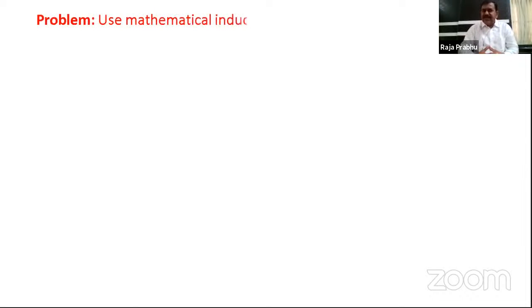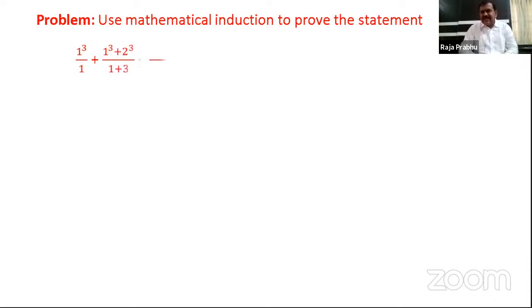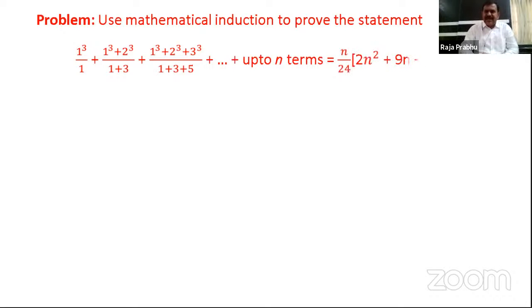The same heading, using mathematical induction, prove that. Here is a little different problem, but which will be very easy. One small suggestion, students, don't be afraid of seeing the problem anywhere. Just try to follow the same steps and try to solve by applying your known concepts, then automatically the problem will take you to the solution. So the problem given here is 1 cube by 1 plus 1 cube plus 2 cube by 1 plus 3 plus 1 cube plus 2 cube plus 3 cube divided by 1 plus 3 plus 5 and so on up to n terms, which is equal to n by 24 into 2n square plus 9n plus 13.